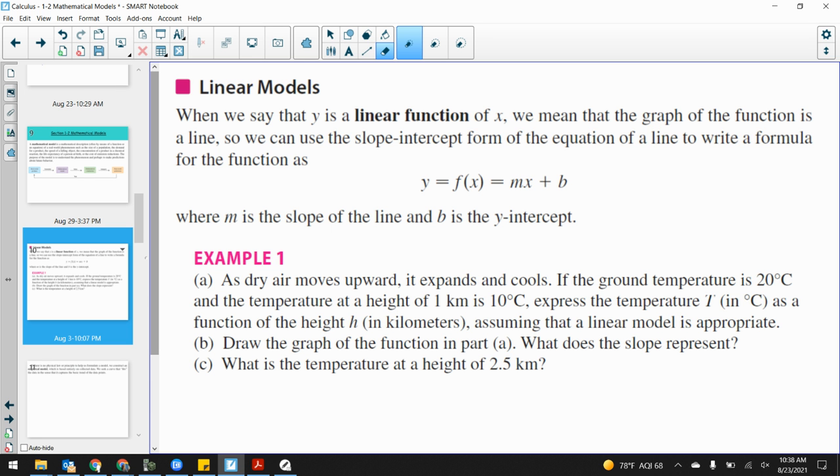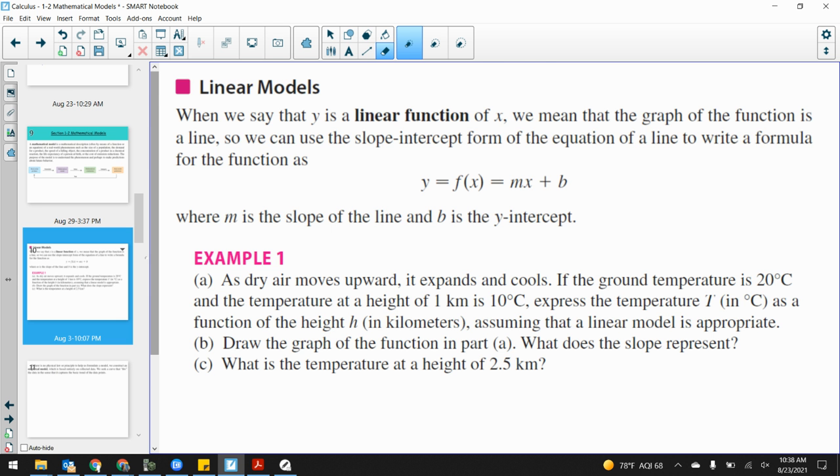When we say that y is a linear function of x, so we're starting off with linears, we mean that the graph of the function is a line. So basically, as x is increasing, y is increasing at that same rate. And that rate is the slope. m is the slope of the line, b is the y-intercept. We've talked about it all the time since Algebra 1.